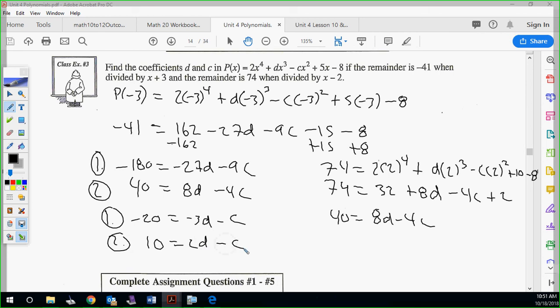The c's will cancel if we subtract those, right? The first c should it be positive? I divided by a positive 9. Let's see here.